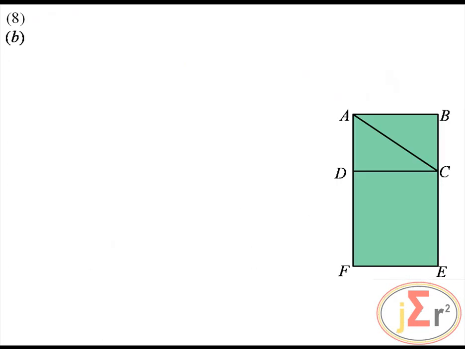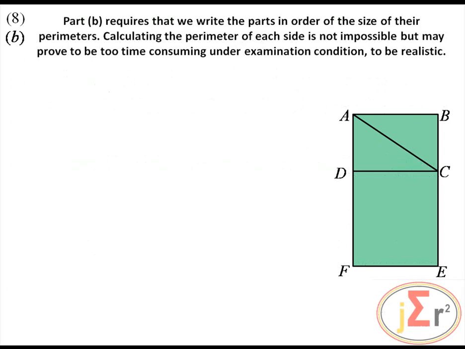In order to move on to the next requirement, which is write the shapes in order of their perimeters, we are going to do some analysis to show that we can determine, for the most part, which one has a larger perimeter than the other without actually calculating it. So let's see how we are going to do that. We are going to do some analysis.